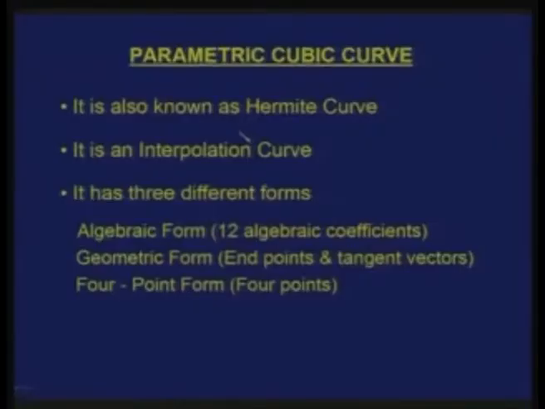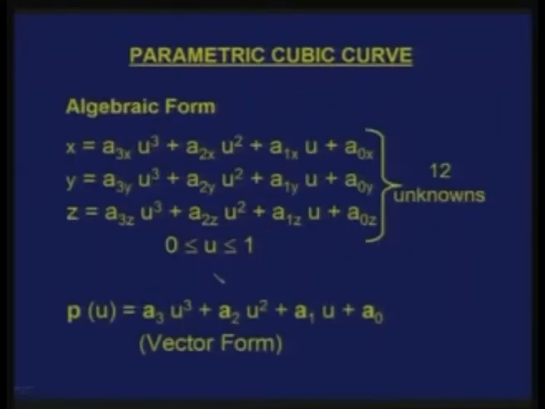Parametric cubic curve is also known as a Hermite curve. It is an interpolation curve, which I have already said. There are three different ways a parametric cubic curve can be represented. One is I can have an algebraic form, second is a geometric form, and then there is a 4-point form. Now, in order to know what these forms are, we will move ahead and look at them one by one. First is the algebraic form.